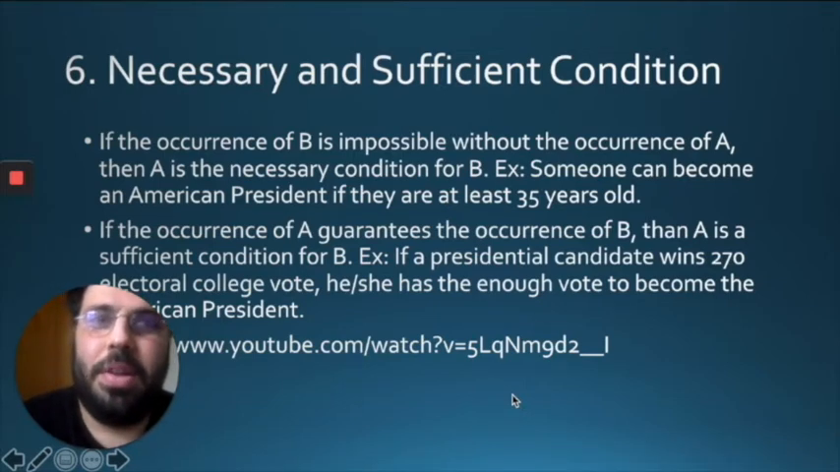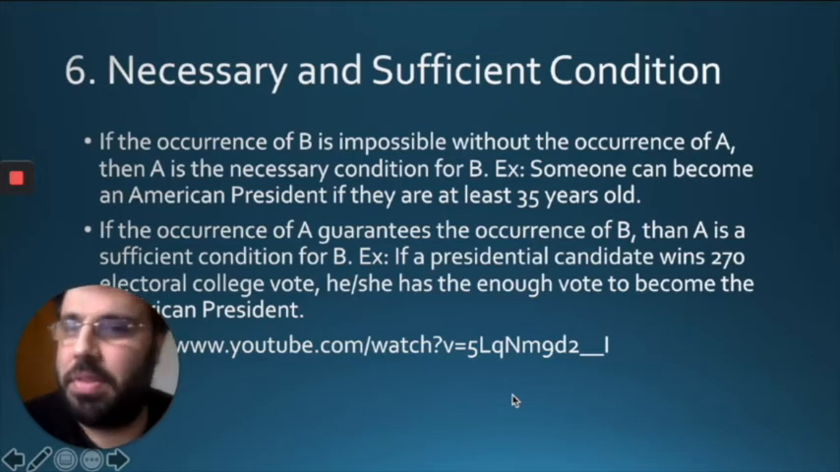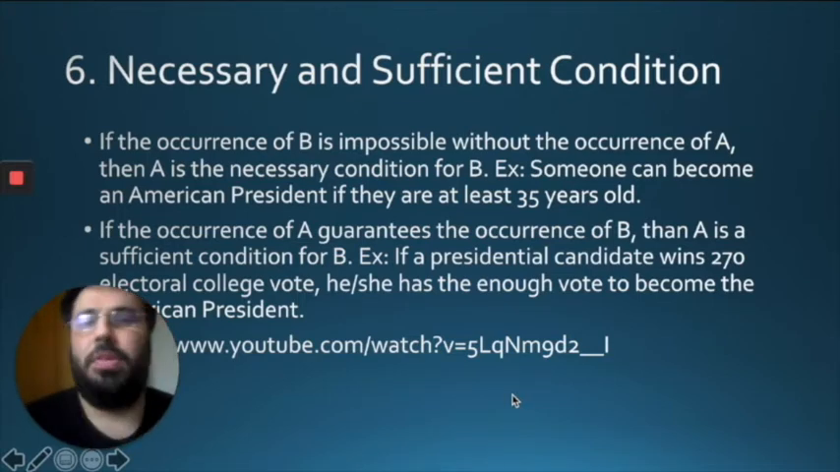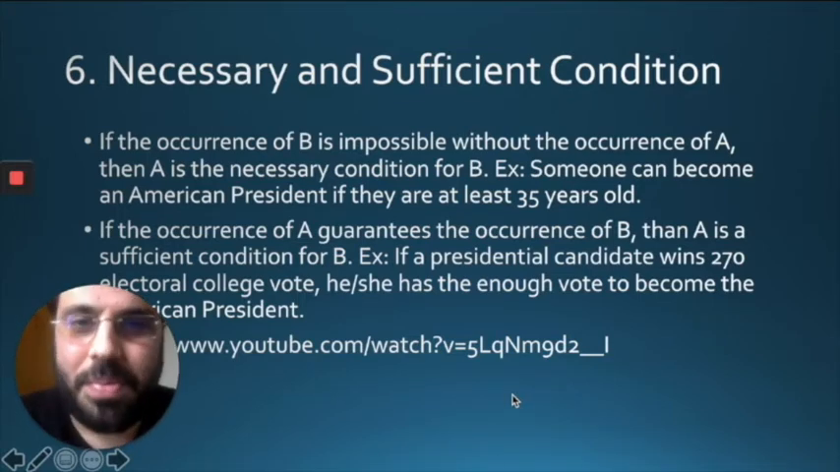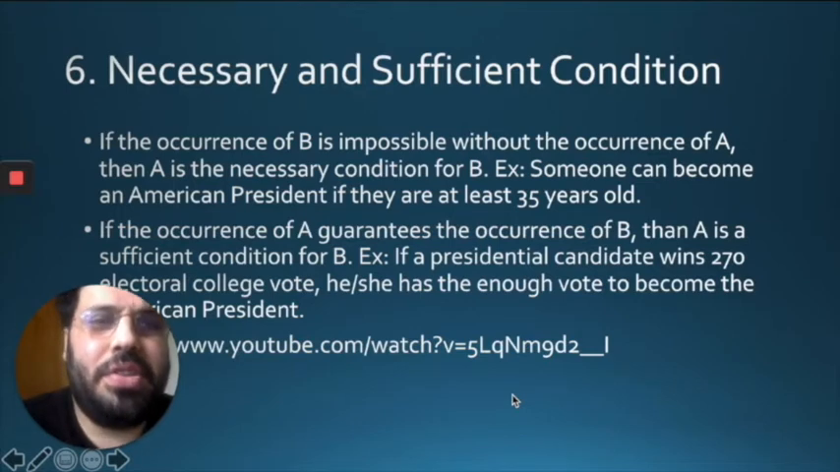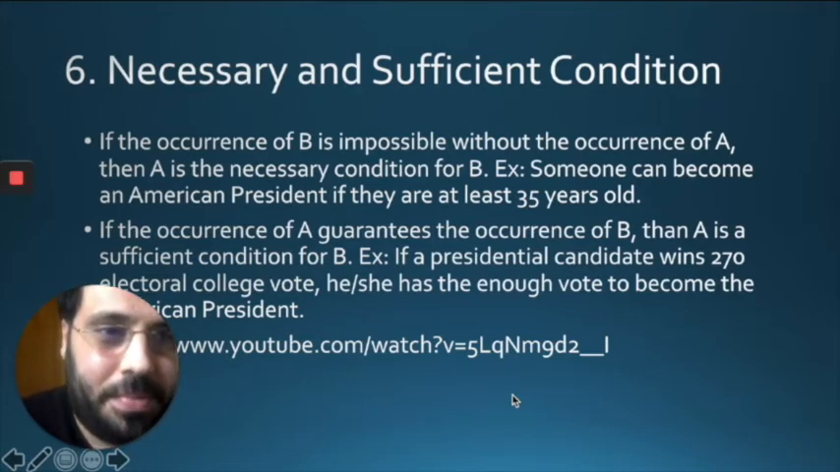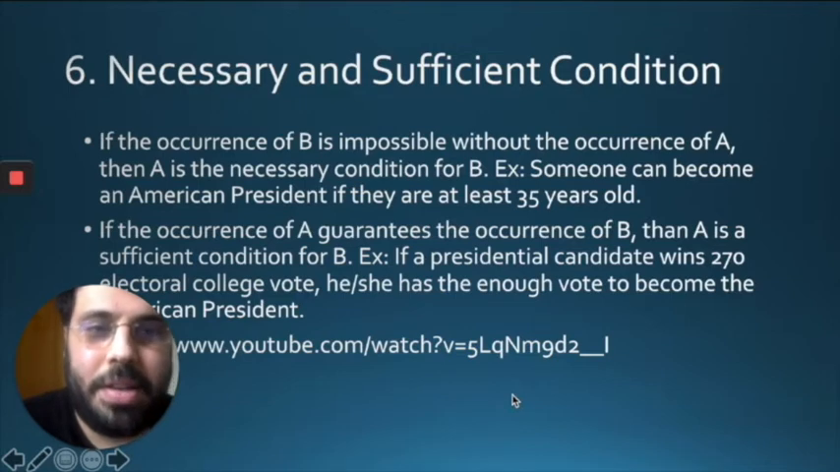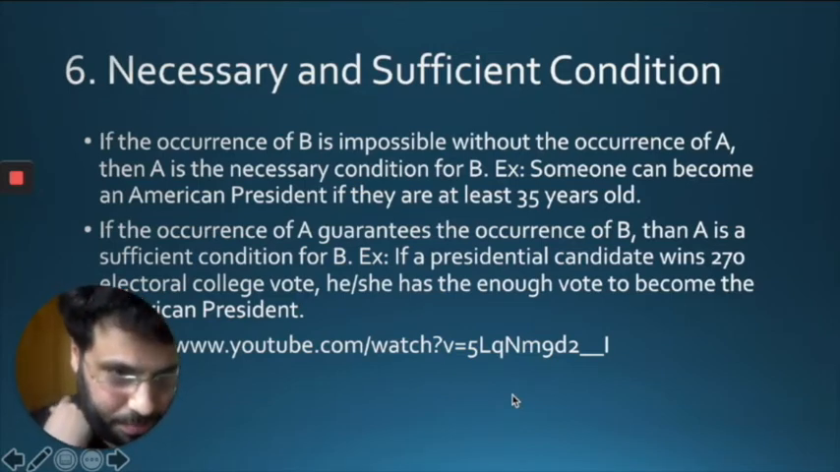For example, in the United States, if a presidential candidate gets more than 270, or sorry, 268 or 70, I don't remember the exact number, electoral college votes, then they will be elected as the president of the United States, right? So it is sufficient for a presidential candidate to get the necessary number of electoral college votes to become the president. You can guarantee your presidency by getting this number of electoral college votes.